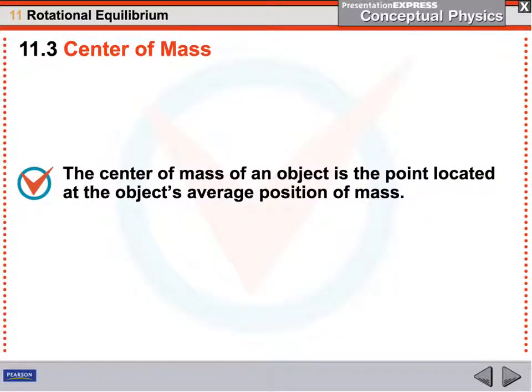The center of mass of an object is the point located at the object's average position of mass. This is kind of the key thing, average.